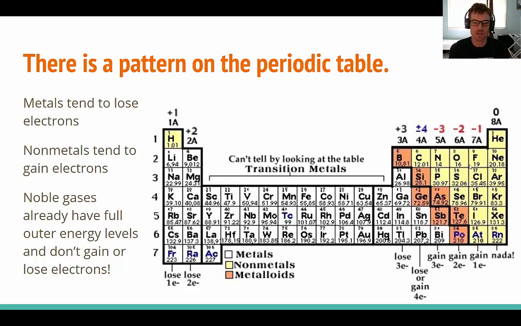All right, make sure that you do all the practices for this because it's going to be very important once we start getting into talking about chemical bonds and how elements actually combine together to form compounds.